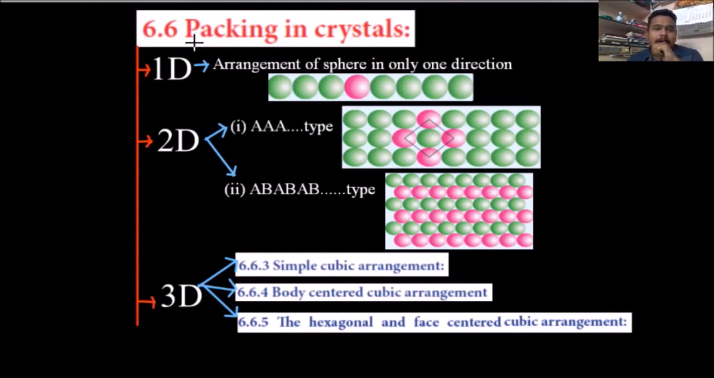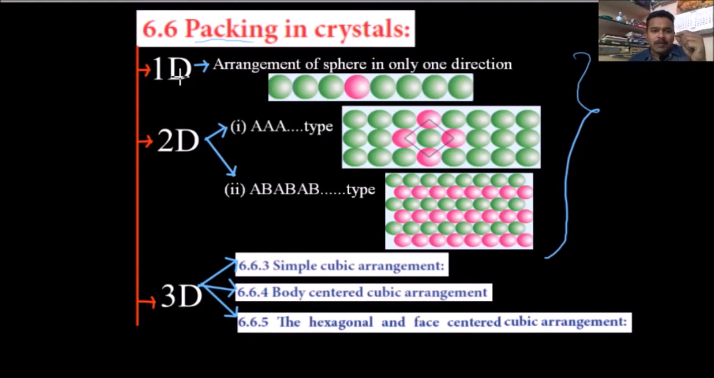First of all, packing in crystals. Packing means how tightly atoms are arranged in the crystal, the arrangement of atoms in a crystal. That is what we are studying step by step: first one dimensional, then two dimensional, then three dimensional. In the last video we discussed only these two, one dimensional and two dimensional. And one more time we are going to recap this.